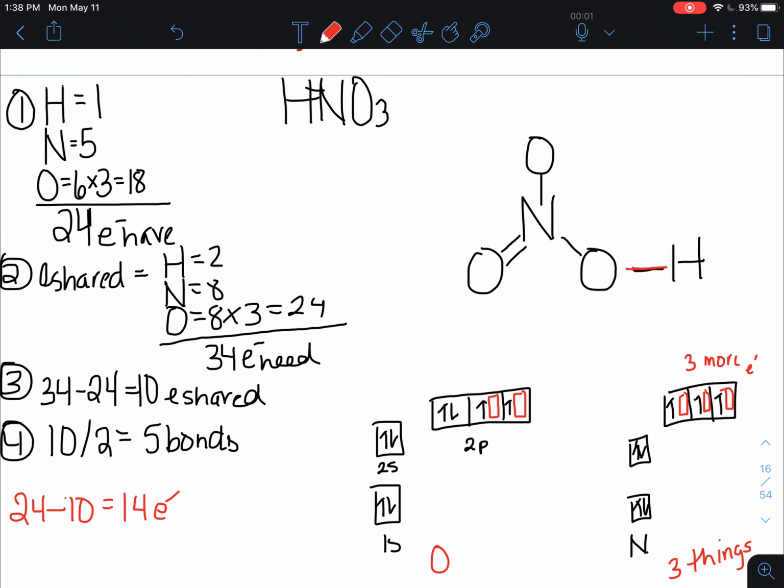So hydrogen's good. This oxygen right here has 4 electrons associated with it. It needs a total of 8, so I'm going to give it 8. 1, 2, 3, 4. Now this oxygen's good. Nitrogen has plenty of electrons. It doesn't need any more. It has 8. This oxygen right here needs 6. And then this oxygen right here needs 4.